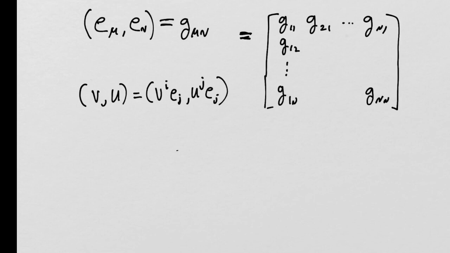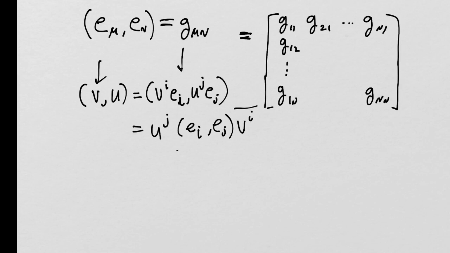So now we make the obvious substitution. We basically cast these abstract vectors into a coordinate basis this way. We use our rule for a sesquilinear form. So we end up with u^j e_i, e_j, and then this is v^i conjugate, right? That's the sesquilinear form extraction.